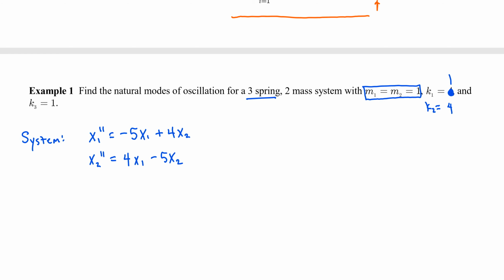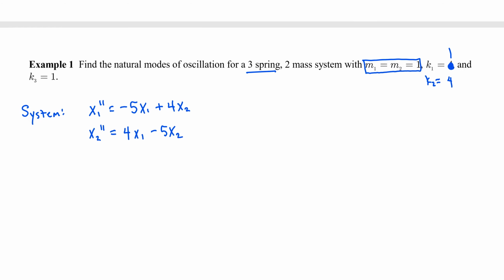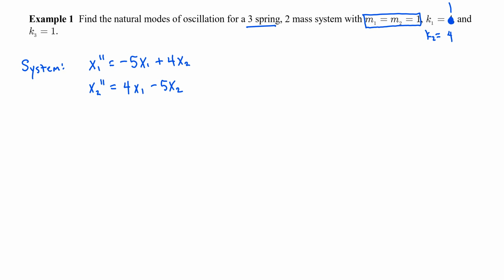So the good news is our particular application is one spring, one mass less than our general solution. So we have two equations in two unknowns. This is a second order system. So our goal is to write this in matrix form and determine our characteristic equation.